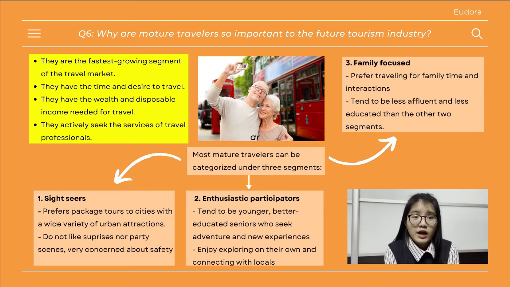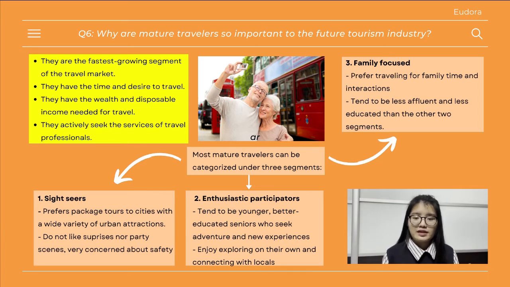Anyway, most mature travelers can be categorized under 3 segments. The first segment is sightseers. These type of mature travelers prefer package tours to cities with a wide variety of urban attractions. They do not like surprises nor party scenes, and they are very concerned about their safety. In other words, they're traveling for the view and the scenery.